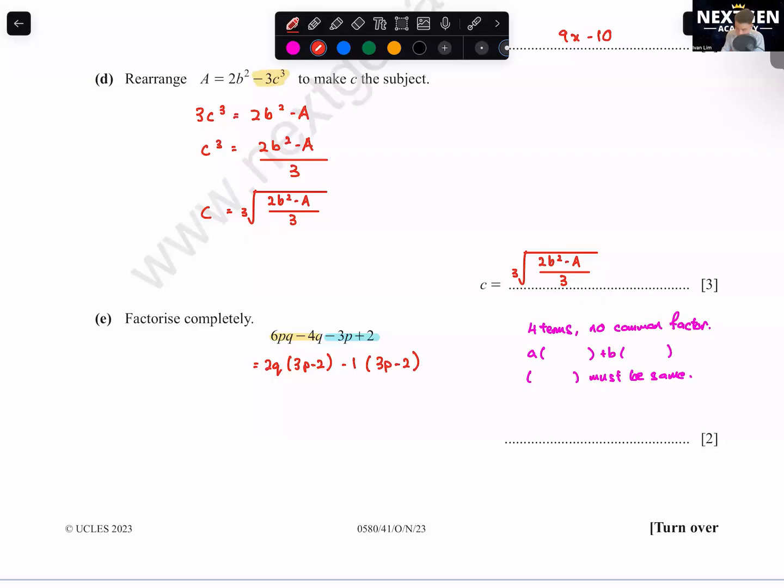Now, after we have done that, you put these 2 values outside. Like that. So you get A plus B, and then the other bracket. So here will become 2Q minus 1, 3P minus 2. If you are good, type 1 in the chat.